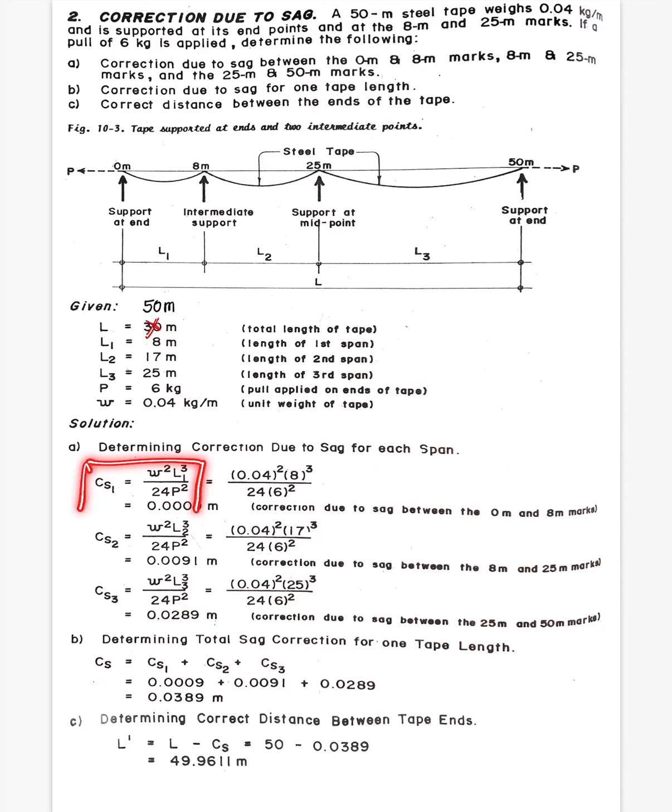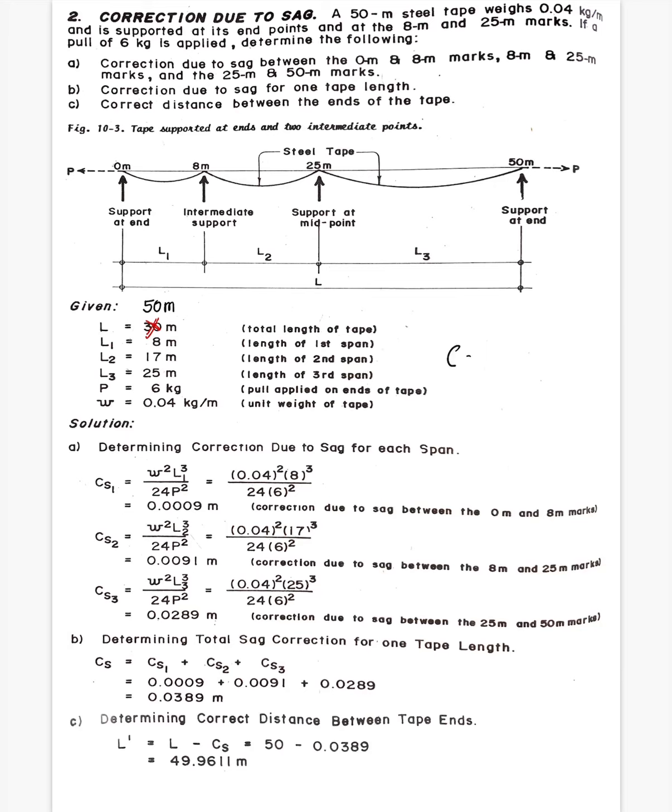So for the solution, you have the formula for correction due to sag. That is CS is equal to the weight multiplied by the length over 24 P squared. Okay? So first correction, we have from 0 to 8. So our length is 8 meters. So w is 0.04. You have P is 6. So for the formula, you have w squared multiplied by the length cubed.